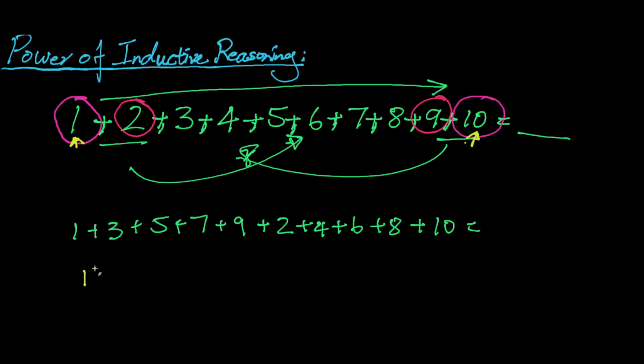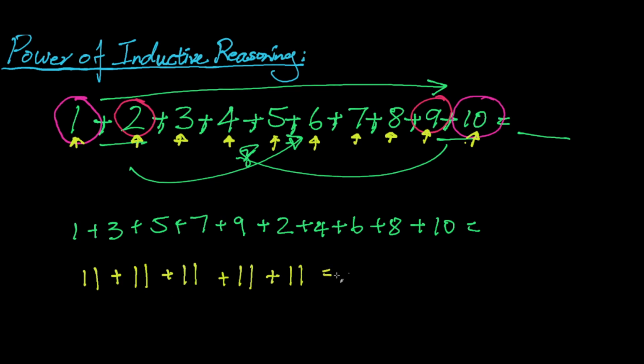we get 11. If we add the second value to the second to last value, we also get 11. Now what we could do is we can just multiply to simplify our addition right here. Same thing with 3 and 8, 4 and 7, and 5 and 6. And what we would get is a total of 55.